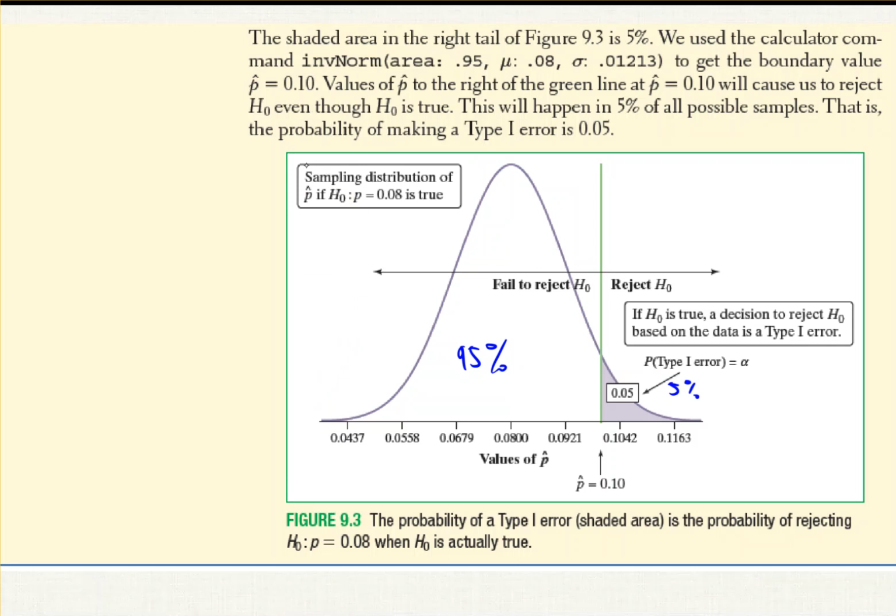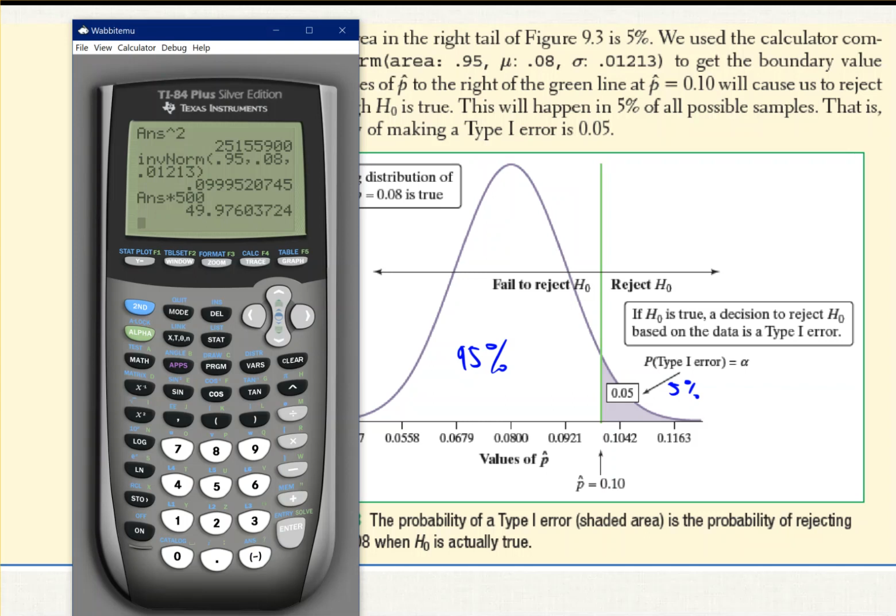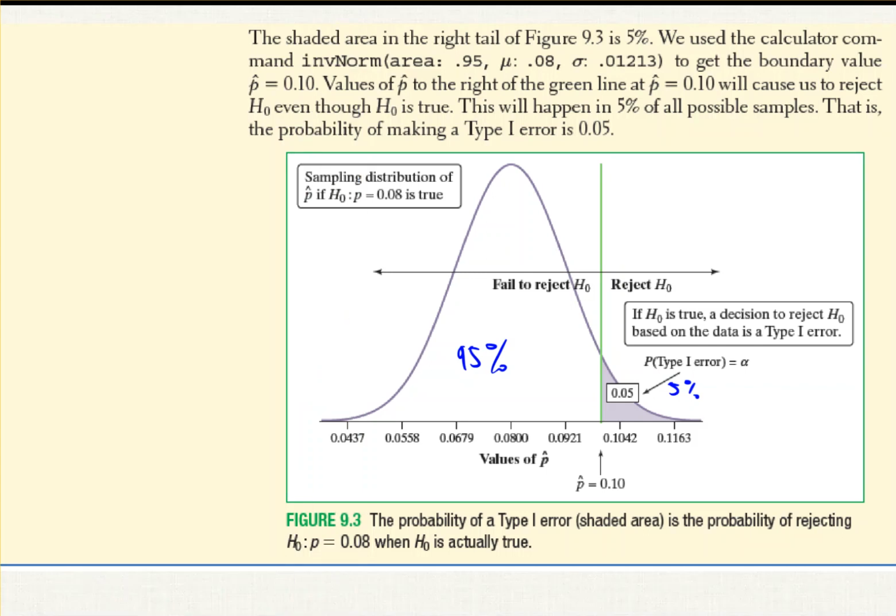So the values of p hat to the right will cause us to have a type 1 error, right? We would reject it. We'd say, we don't believe you that 8% in this shipment are blemished. We think there's more than that. So a type 1 error happens anywhere to the right of p hat equals 0.1, and this will happen in 5% of all possible samples. So realistically, if we have more than 50 bad potatoes in our sample of 500, then we would reject the shipment.